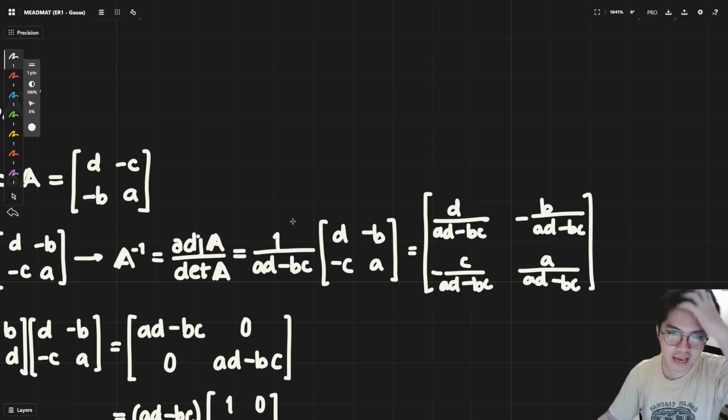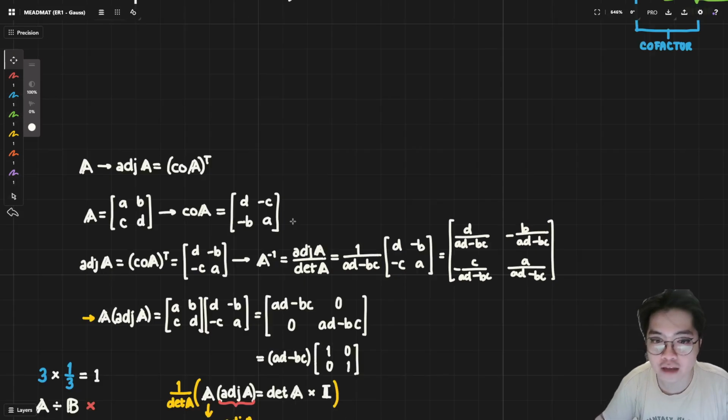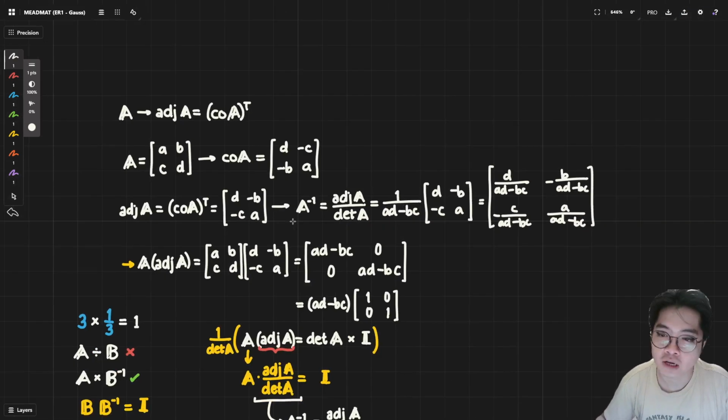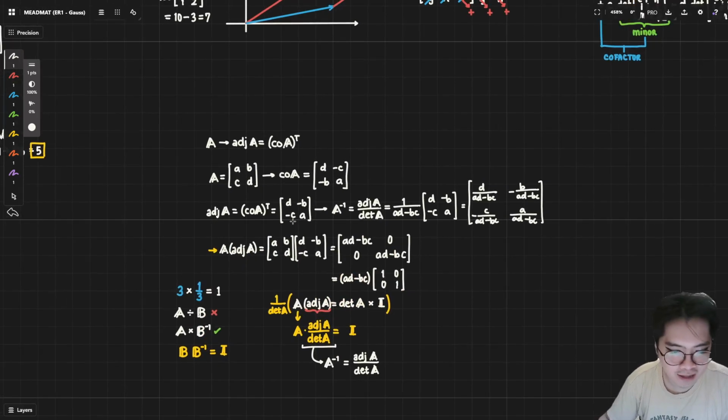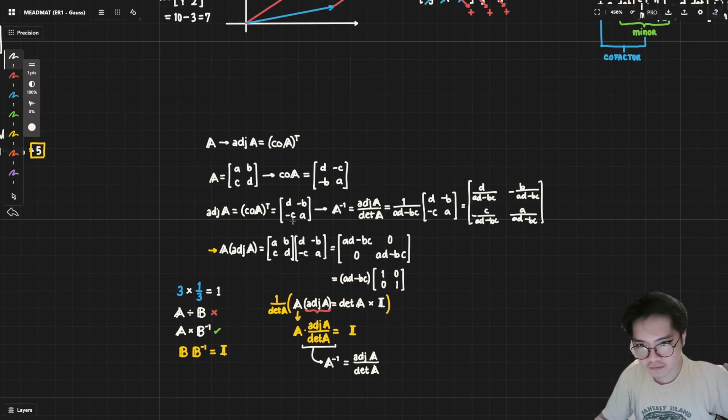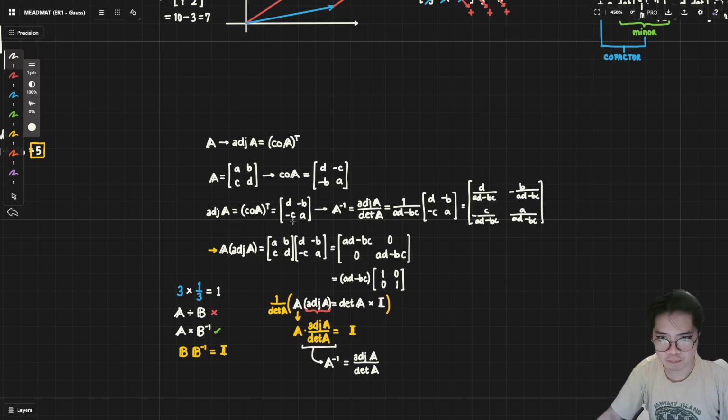Okay, so that is the inverse for all 2 by 2 matrices. Whatever, right? What is this used for? Well, we'll find out. That is how we get to the definition of the inverse. So let's try it out for a 2 by 2 and a 3 by 3 matrix.